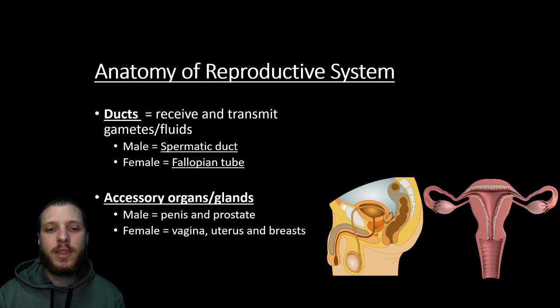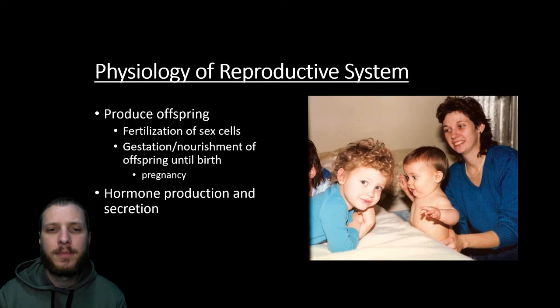And then along with the rest of these, we have the accessory sex organs or glands. So in the men, that's going to be things like the penis or the prostate. And in females, it could be things like the vagina, uterus, and breast. Those are the more common ones. There are other ones associated that we don't need to go over, though.